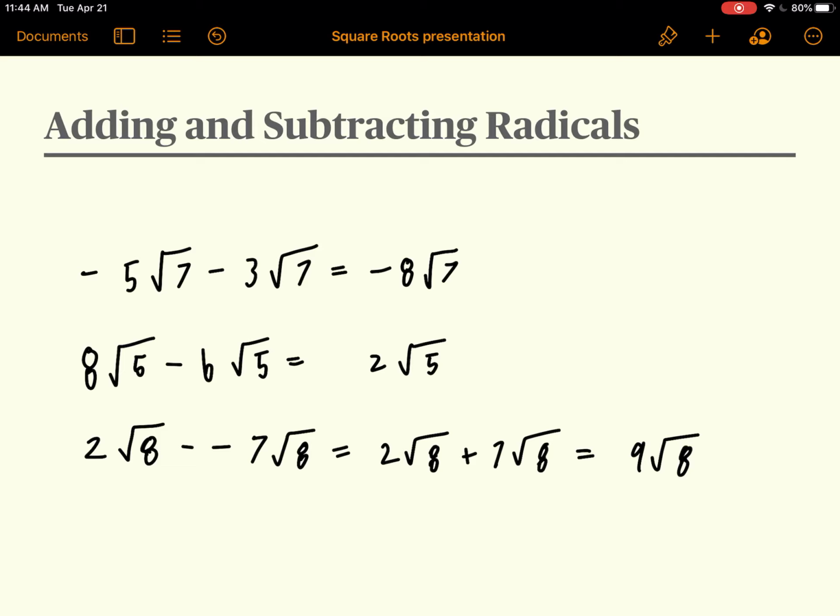For the next one, we have 8 times the square root of 5 minus 6 times the square root of 5. So then we just do 8 minus 6, which is 2. And so the answer is 2 times the square root of 5.